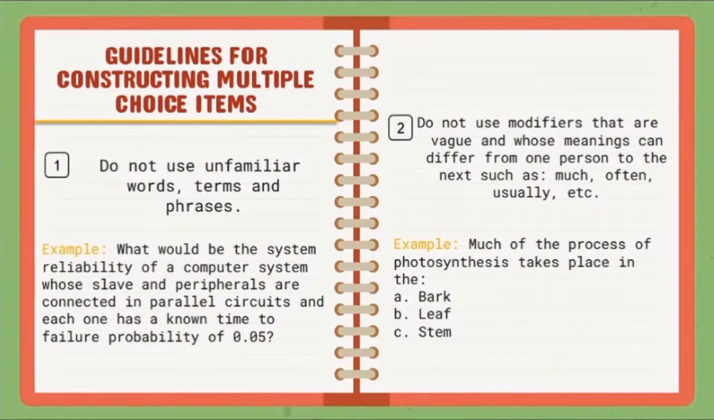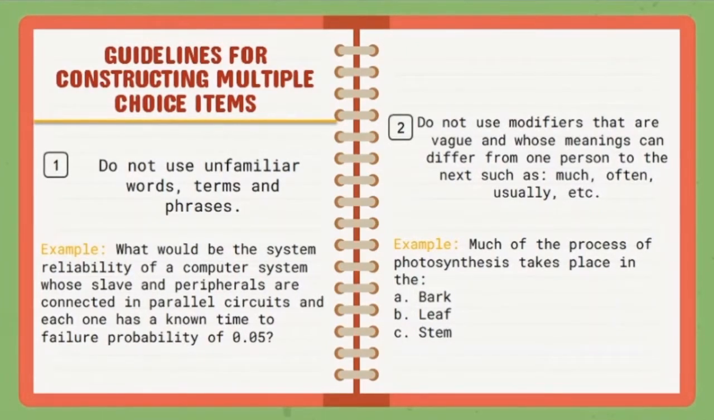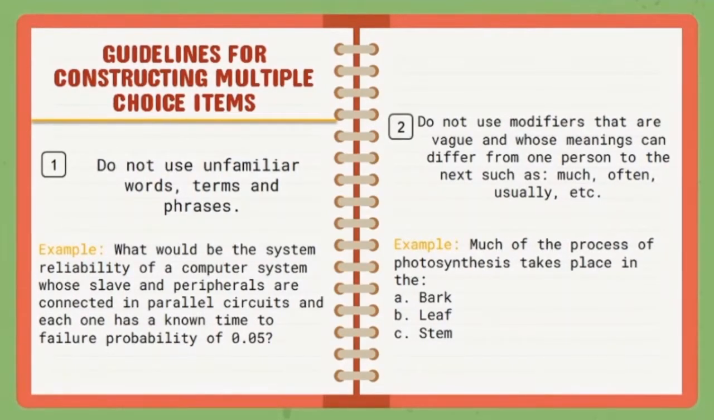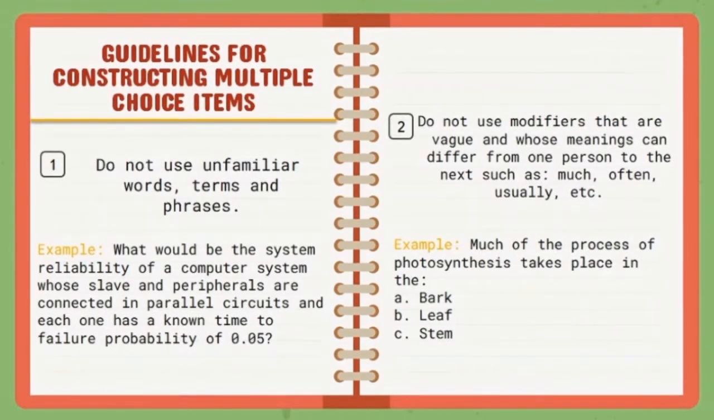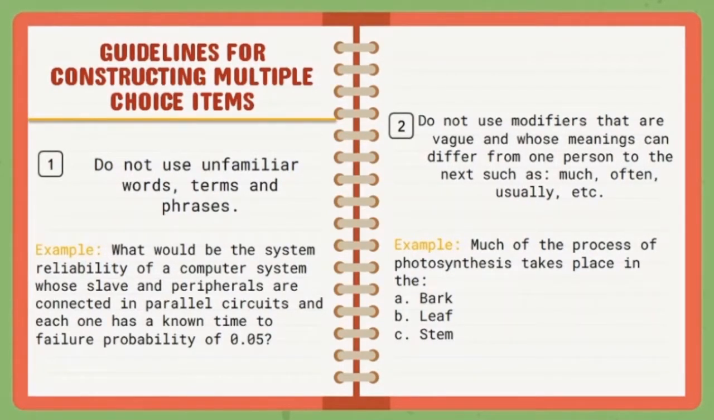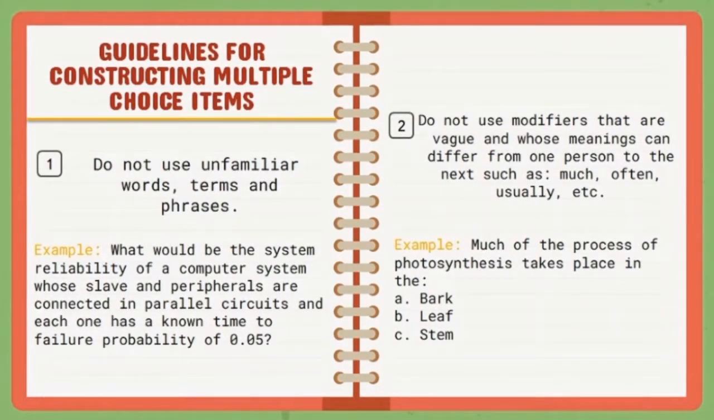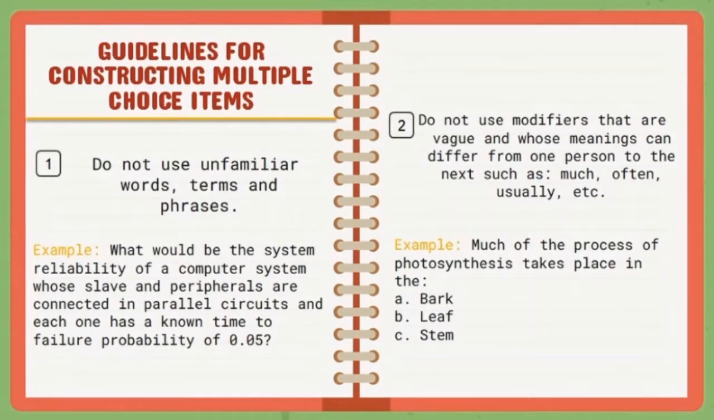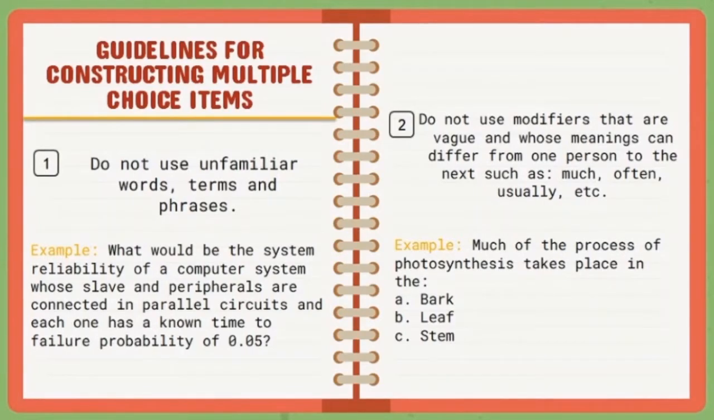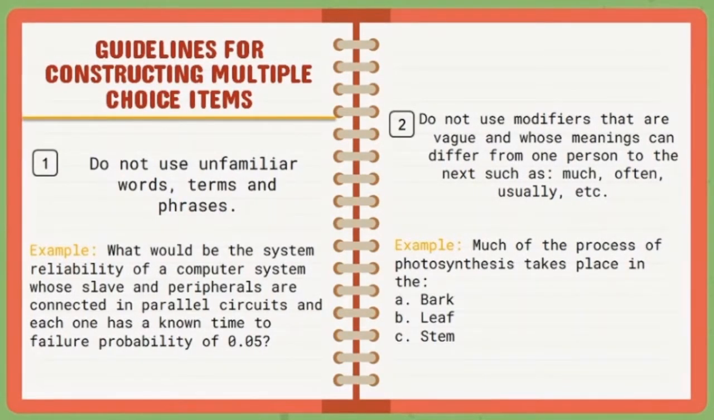Number 2. Do not use modifiers that are vague and whose meanings can differ from one person to the next, such as much, often, usually, and etc. For example, much of the process of photosynthesis takes place in the: A. Bark, B. Leaf, C. Stem.